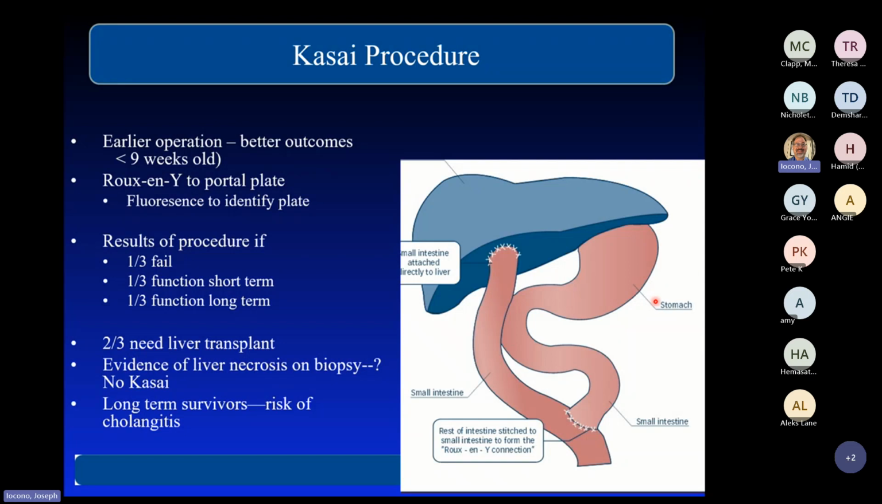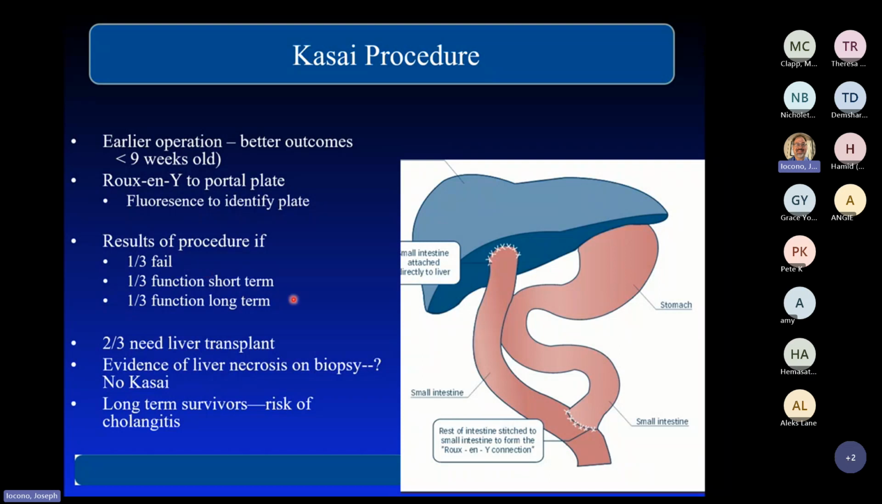You do a Roux-en-Y anastomosis: you take out the entire extrahepatic biliary tree, and you sew the Roux limb up to what's called the portal plate. You dissect all the way up to above the bifurcation of the right and left hepatic ducts, and that's where you sew to. Usually it's a real sclerosed band, and how do you know? You just follow the portal vein up, and when the portal vein bisects, that's where you look for your portal plate. If the procedure goes perfectly with no technical issues, 1/3 still fail right away.